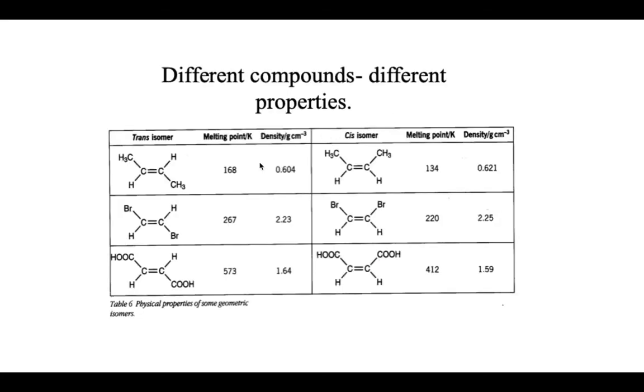Whenever you have cis and trans isomers, what ends up happening is their melting points, their density, all of their physical and chemical properties are different. So they are different compounds and they would be used for different uses. So we have to distinguish cis and trans. We can't just call them both 2-butene because their properties are different.